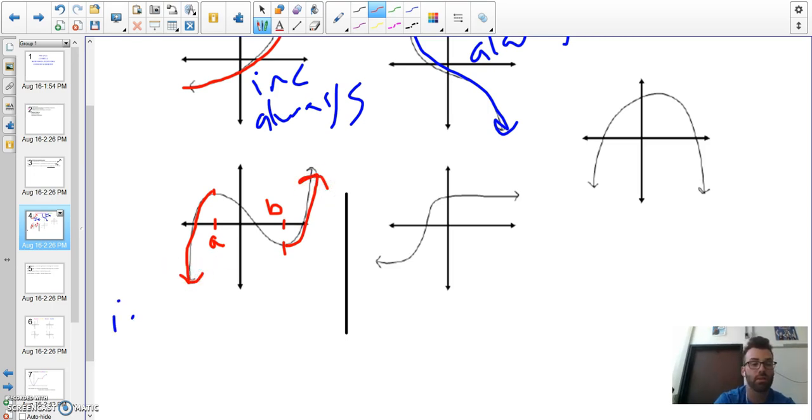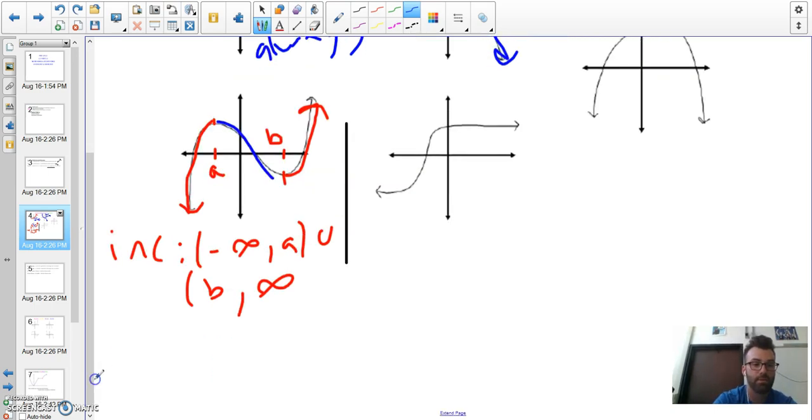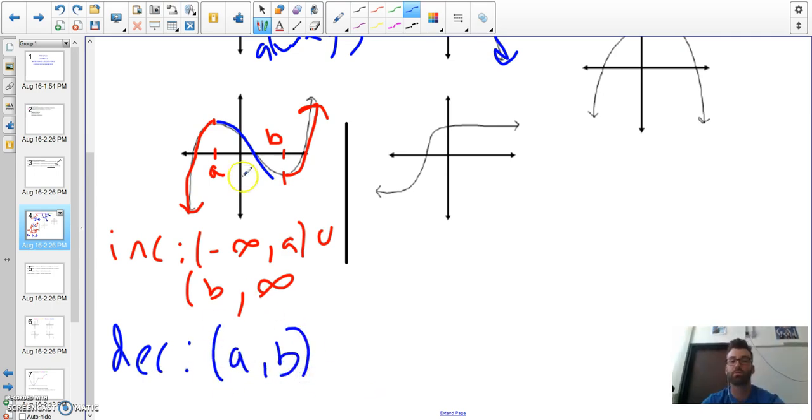So my increasing interval, down here I'm at negative infinity, so I'm negative infinity to A, pick it back up at B off to infinity. That means I'm decreasing right in the middle, in between A and B. So my decreasing interval is from A to B. I have a negative slope right there.